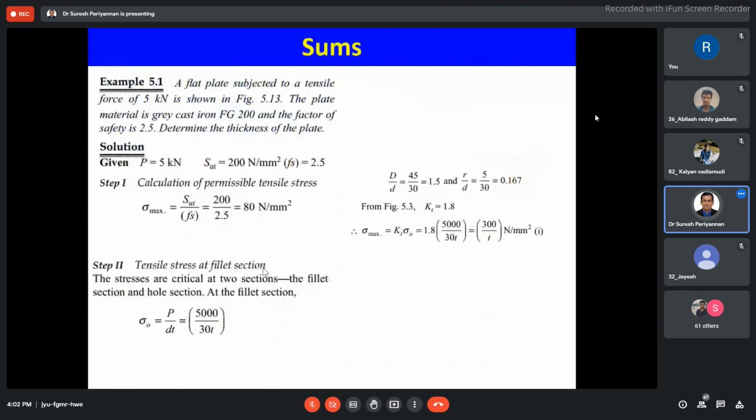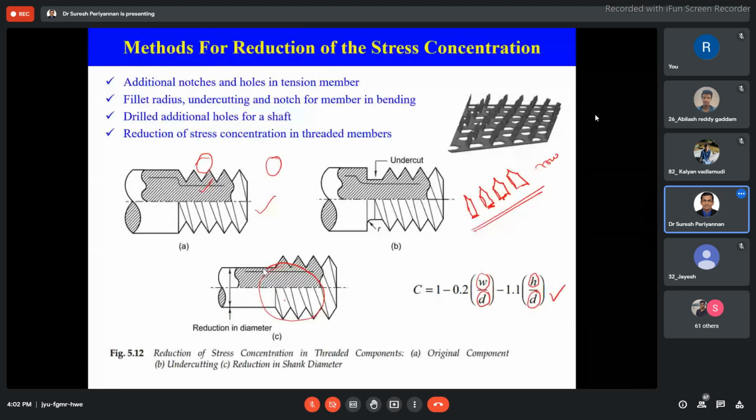Now one more thing, the last thing: reduction of stress concentration in threaded members.